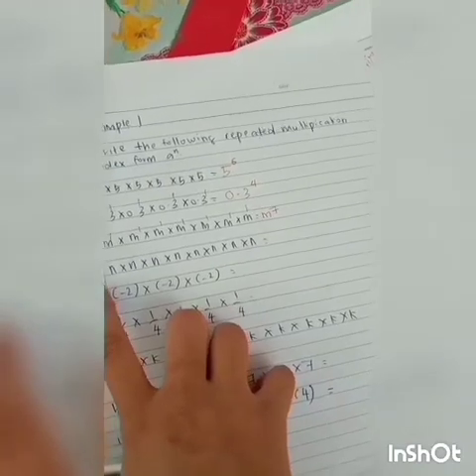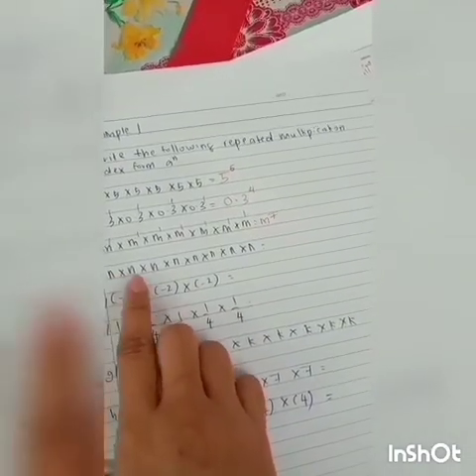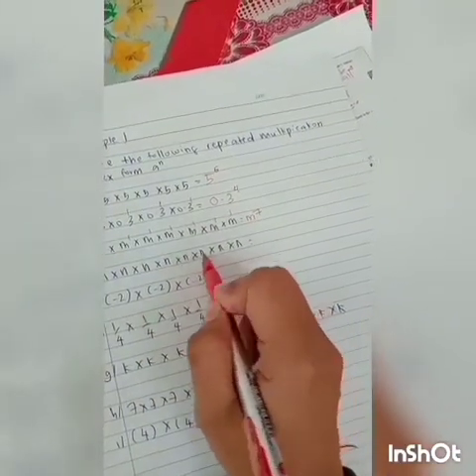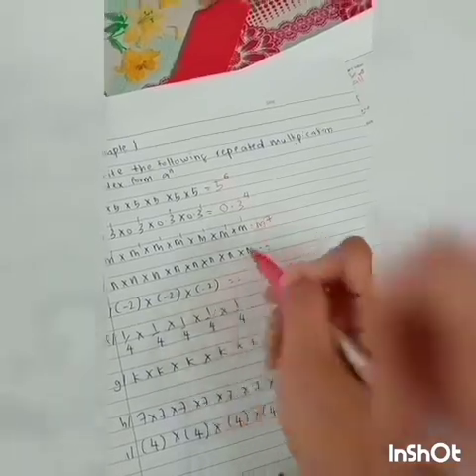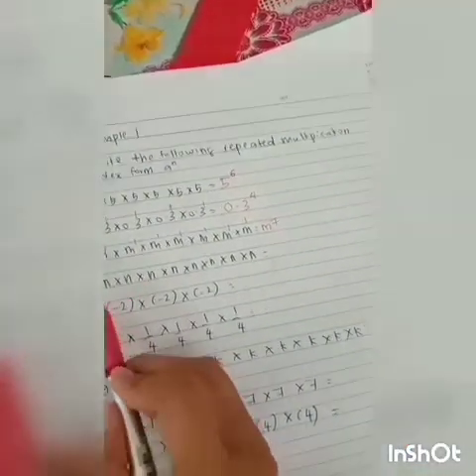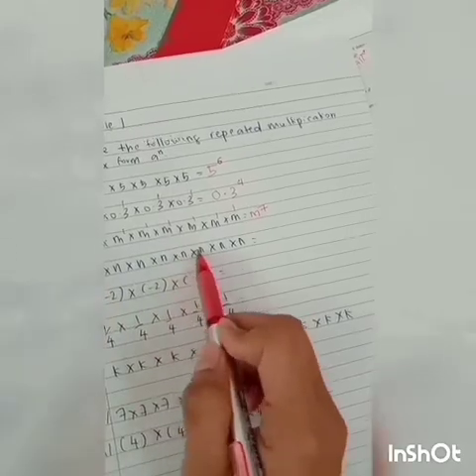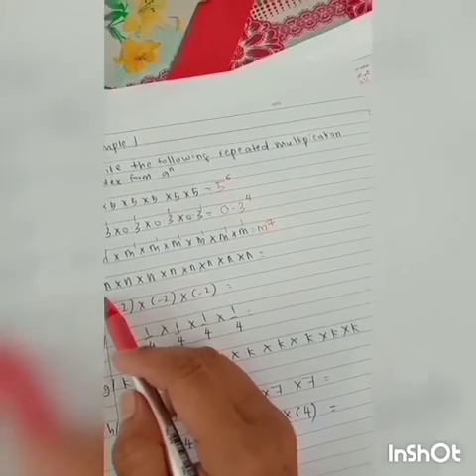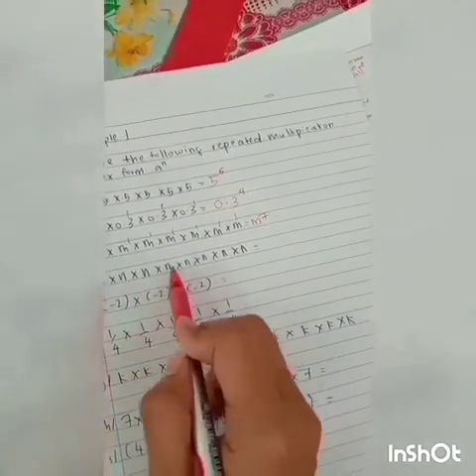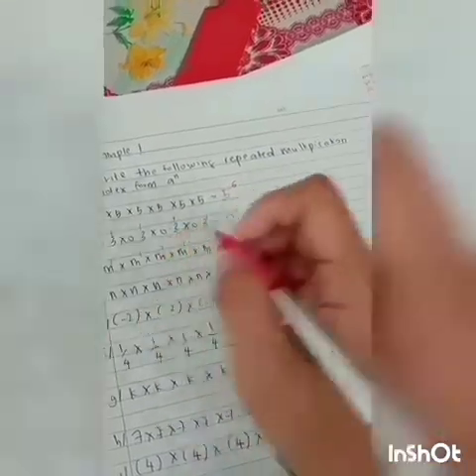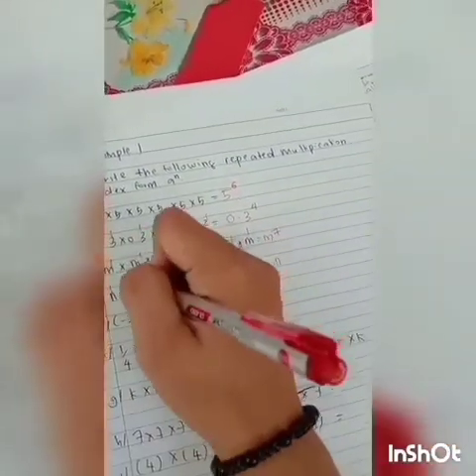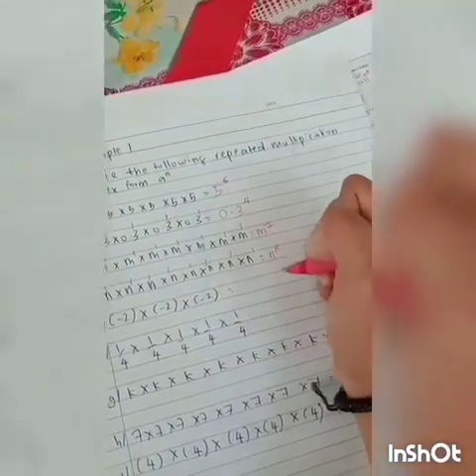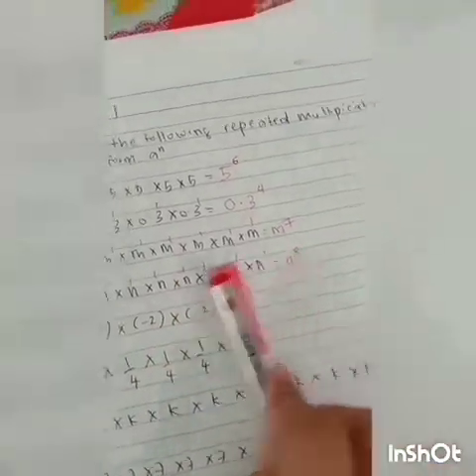And for question D is n times n times n times n times n times n times n times n. So how many n? 1, 2, 3, 4, 5, 6, 7, 8. So n is repeated 8 times. So the answer for D is n^8.